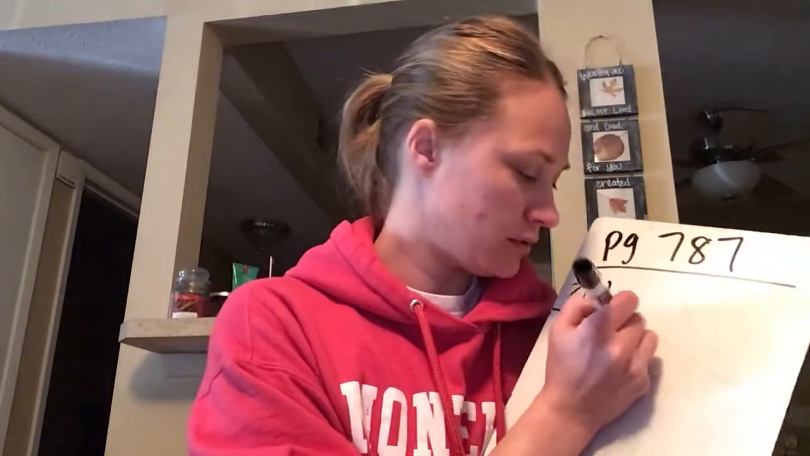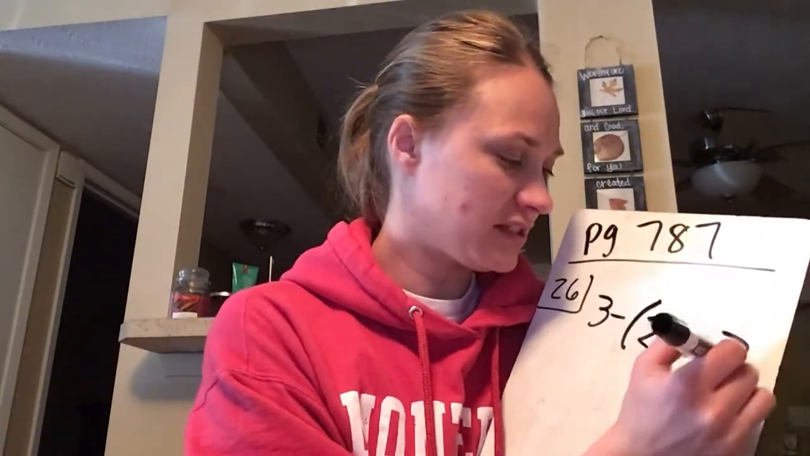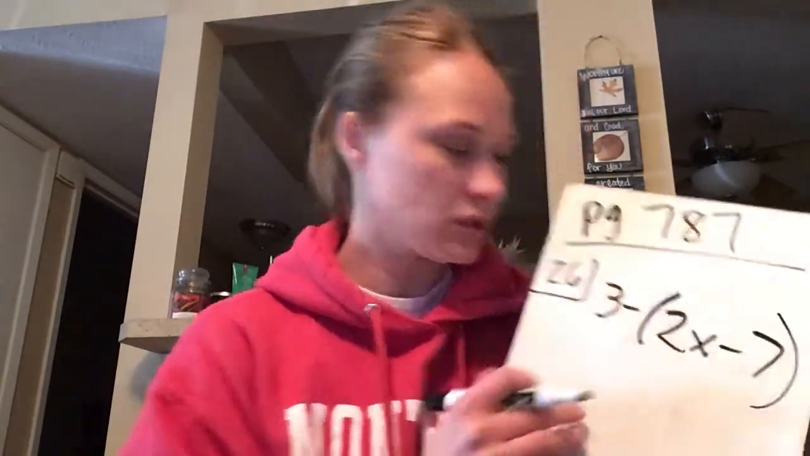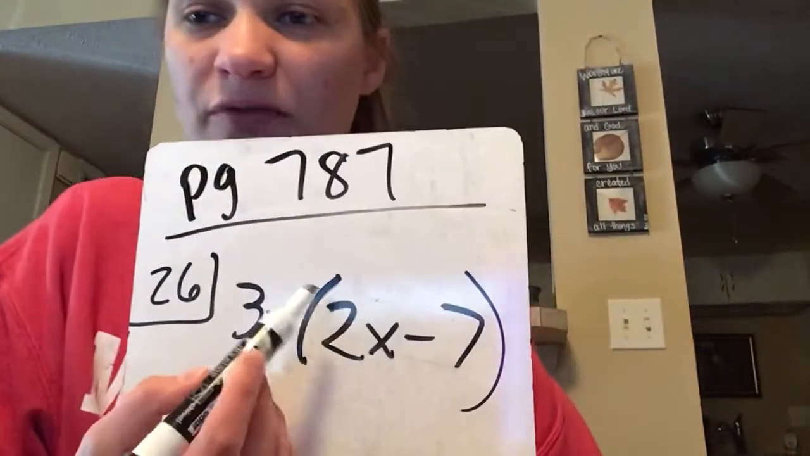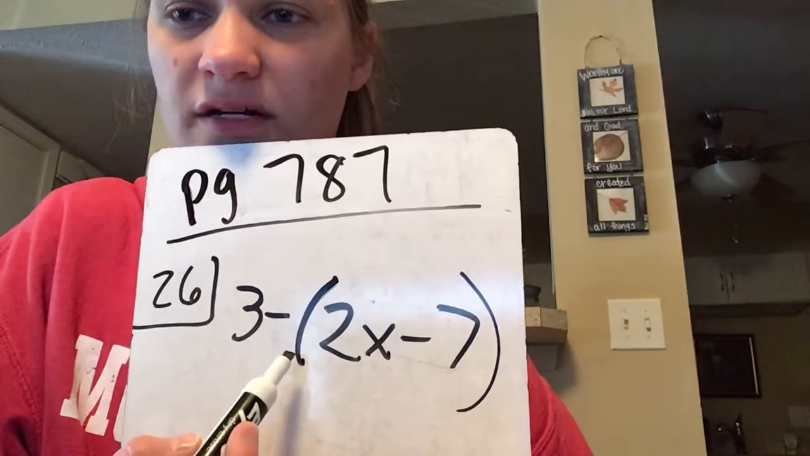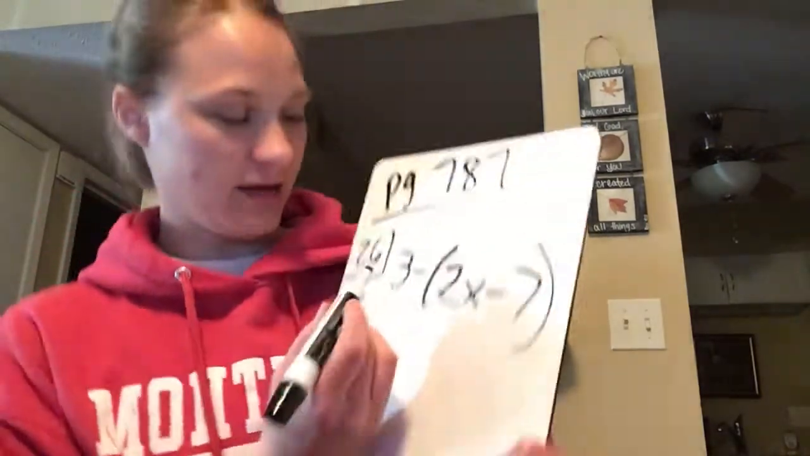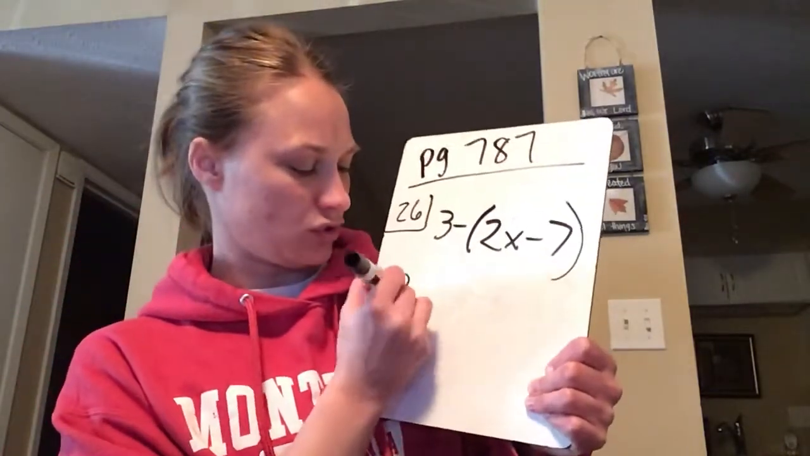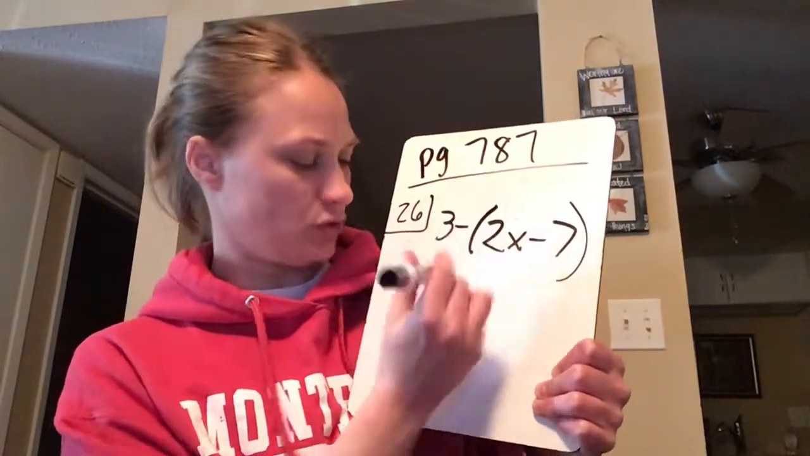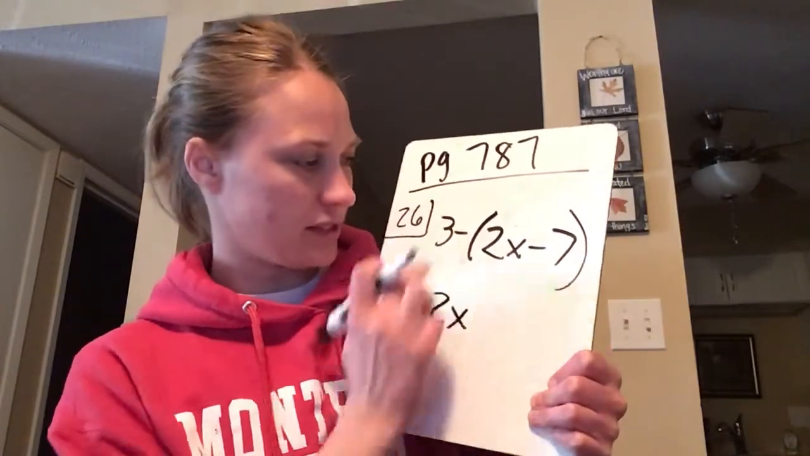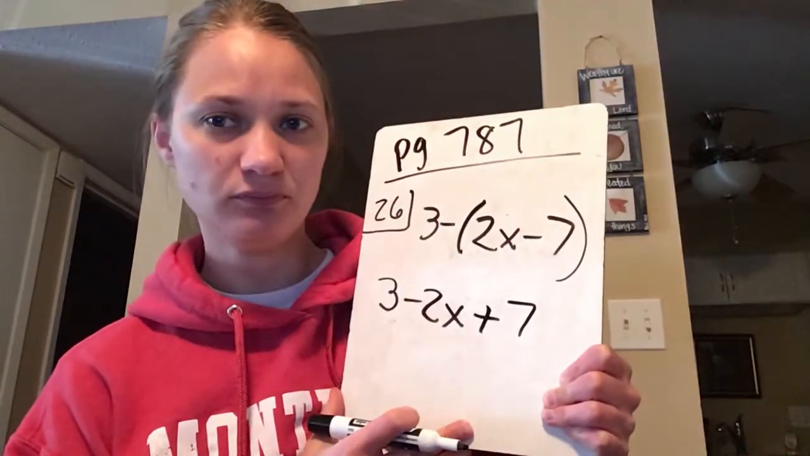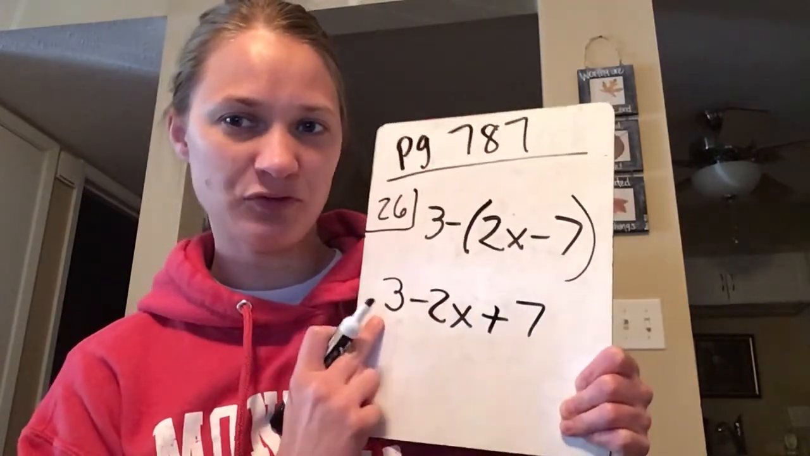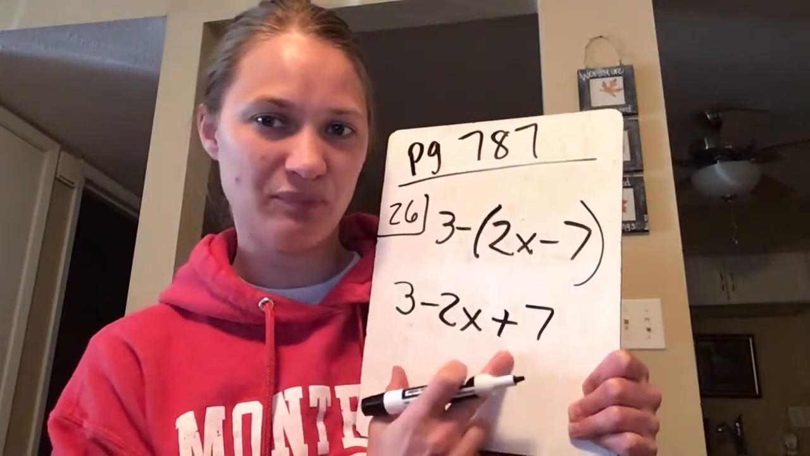3 minus, and then we have parentheses, 2x minus 7. So I just want to make sure we get some of this done correctly. You kind of have to think about this being a negative 1 in here. So what's going to happen when I get rid of those parentheses, this is 3. The positive 2x is going to have that negative 1, and then the negative and the negative is going to make it a plus 7. So a positive 3, a negative 2x, and a positive 7.